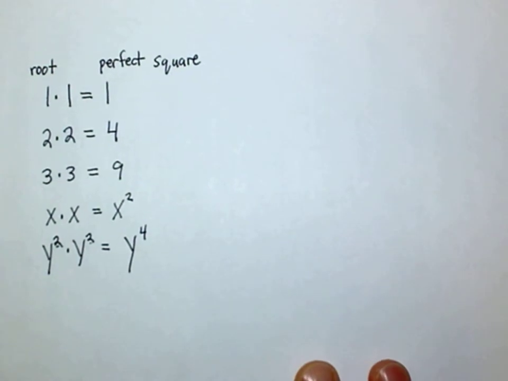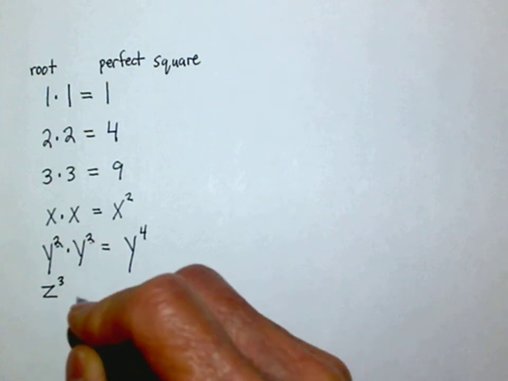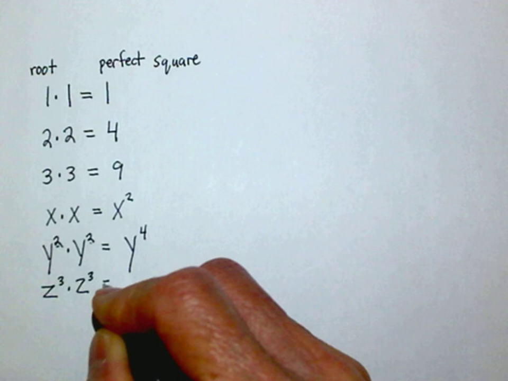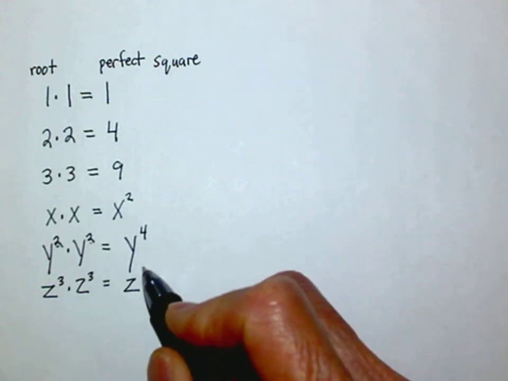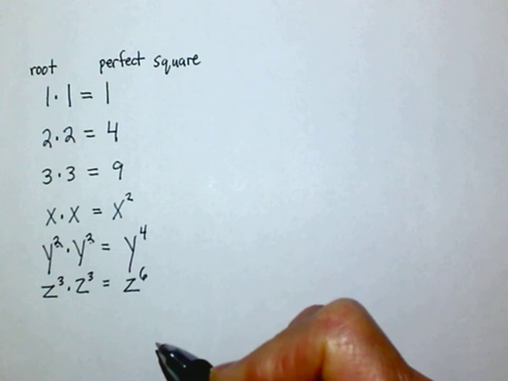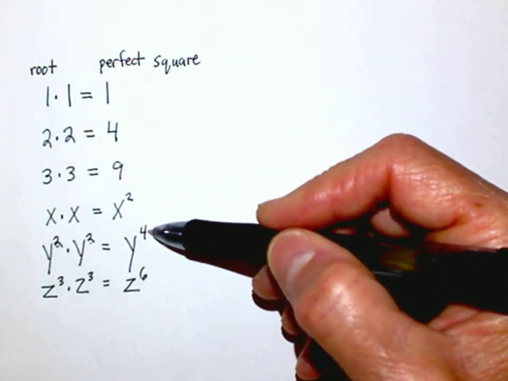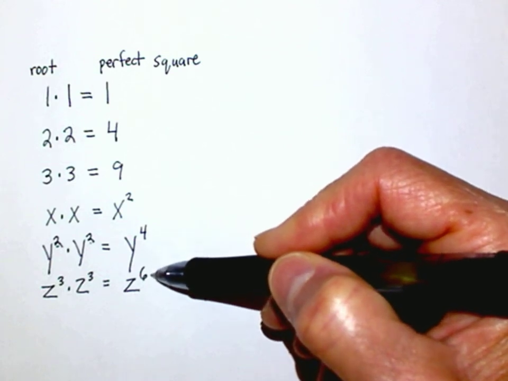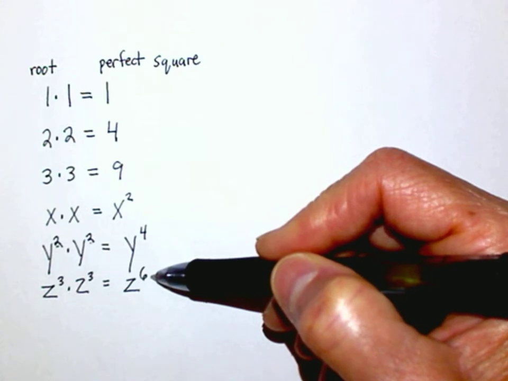Okay, let's try z cubed. Z cubed times z cubed. Again, we have to add the exponents. 3 plus 3 is 6. Notice that all of my exponents on the perfect squares are even numbers. Anytime my exponent is an even number, I have a perfect square.